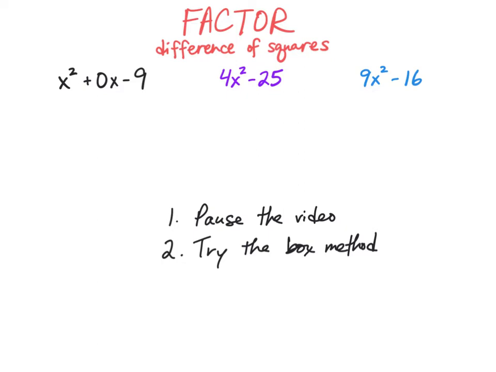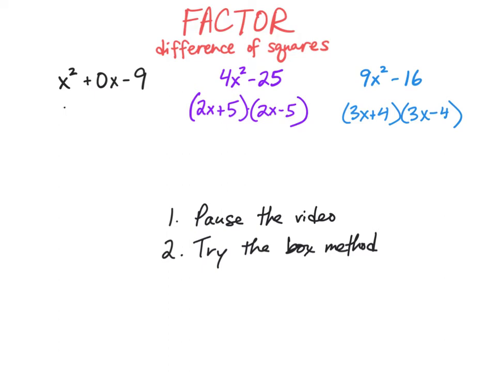Okay, cool. I hope that you paused, and welcome back, and thanks for putting in the effort. Let's take a look at what happened and write the answers: 3x plus 4, 3x minus 4. Notice something as I am just saying these answers. 2x plus 5 times 2x minus 5. And on the black one, x plus 3 times x minus 3.